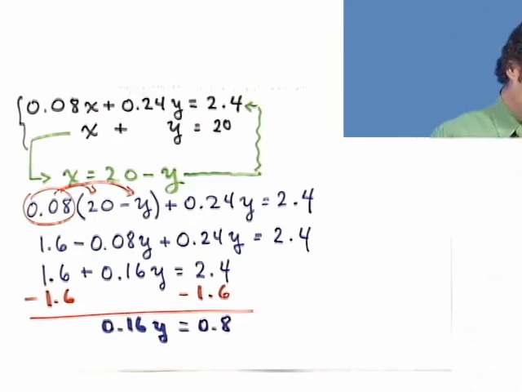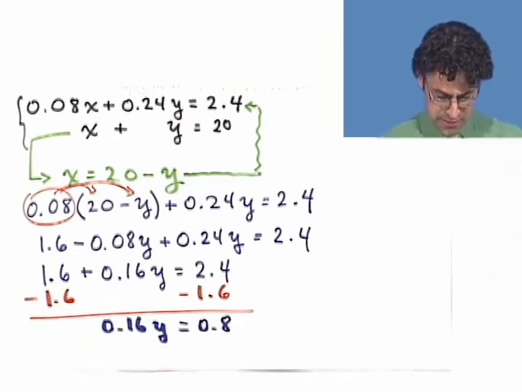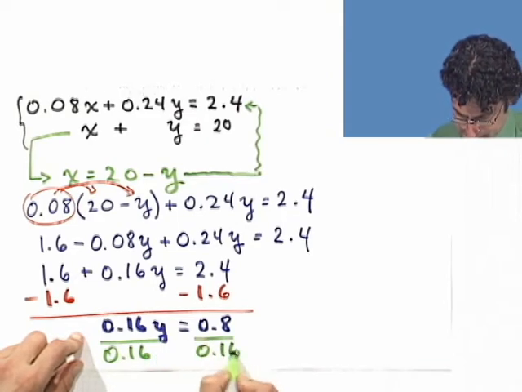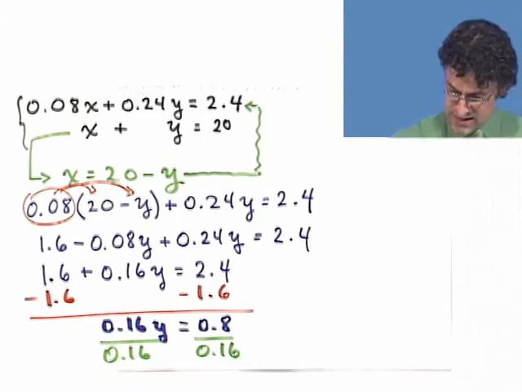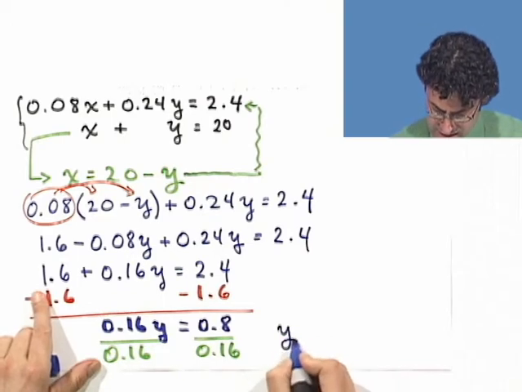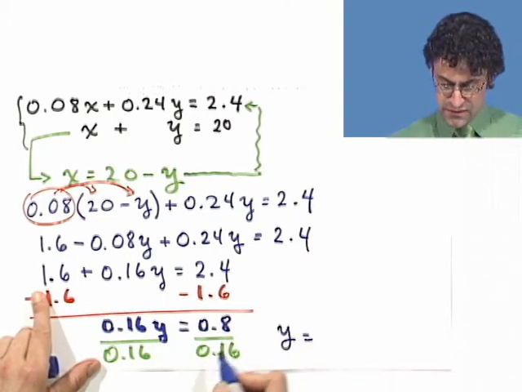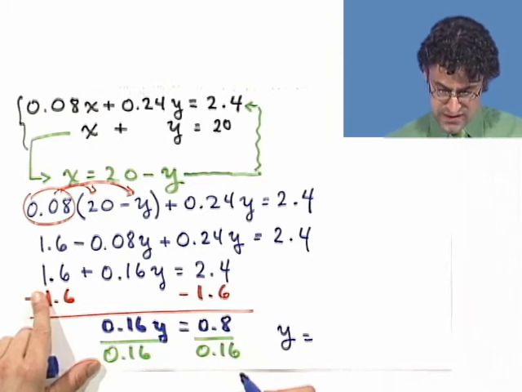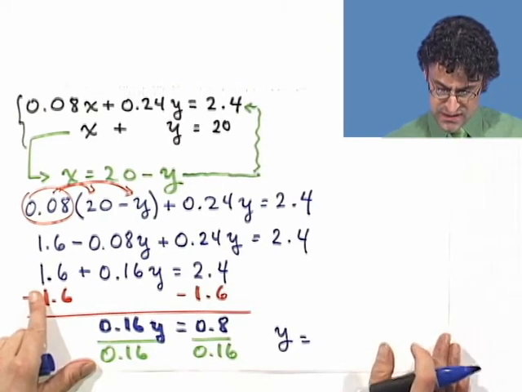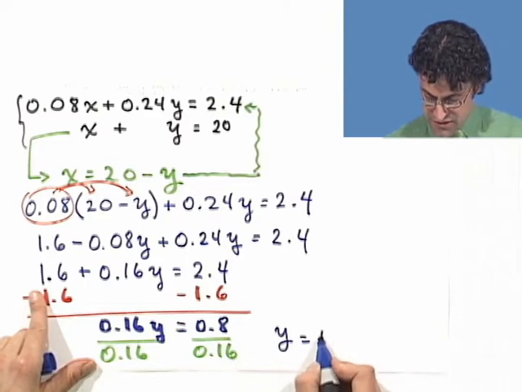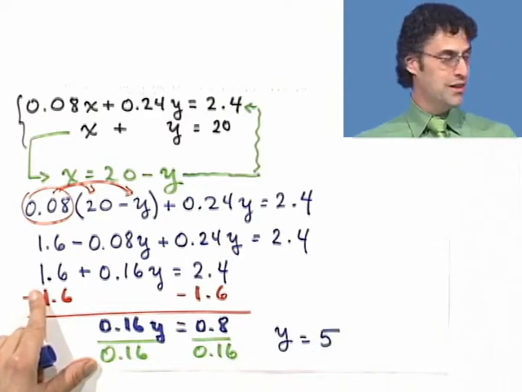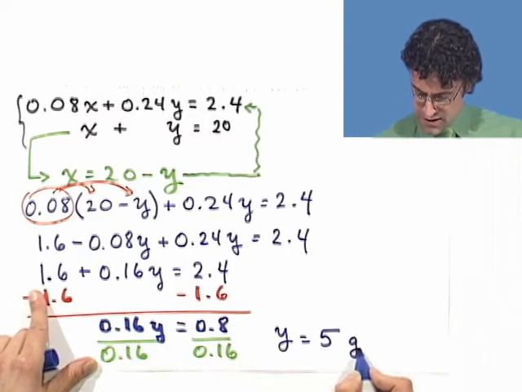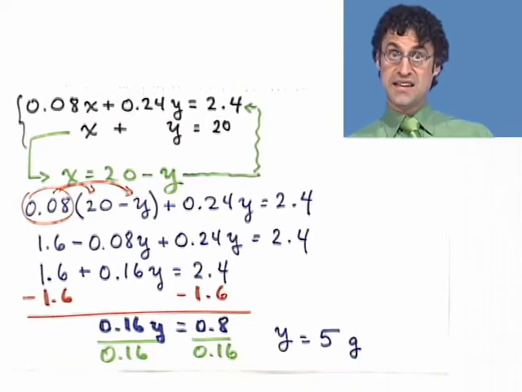Now I can undo the multiplication by 0.16 by dividing both sides by 0.16. And when I do that, what I see is that y equals 0.8 divided by 0.16, or very simply, 80 divided by 16. And if we take 80 divided by 16, we actually end up with just 5. Phew! So 5, and my units here are grams. So 5 grams for the y, that's the second ointment.